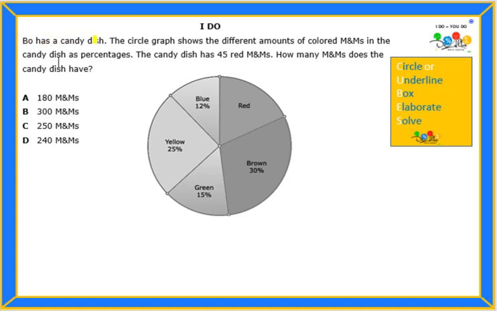Bo has a candy dish. The circle graph shows the different amount of colored M&Ms in the candy dish as percentages. The candy dish has 45 red M&Ms. How many M&Ms does the candy dish have?